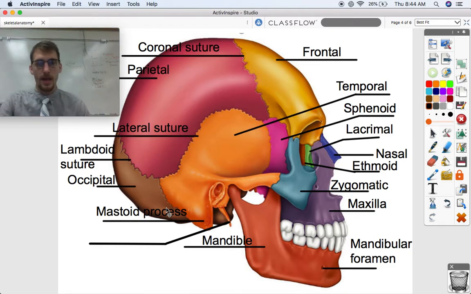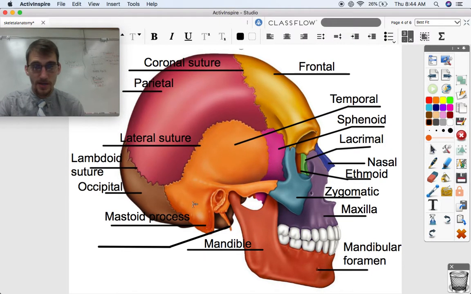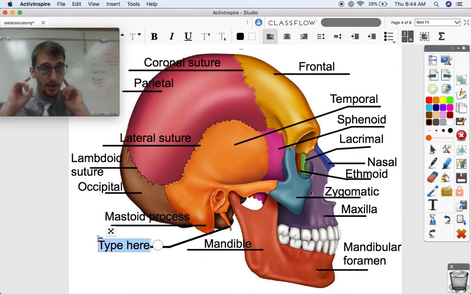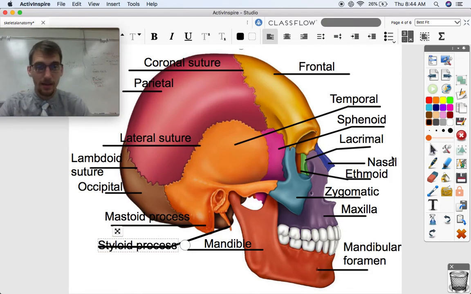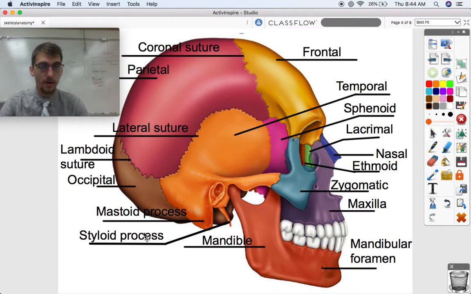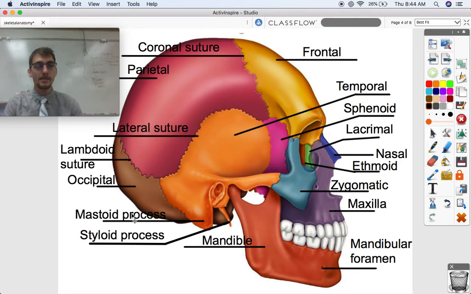Mastoid. Okay, and then this other pointy thing coming down from your ear is another process. It's an attachment point for a lot of your neck muscles. This is called the styloid process. Styloid process. All right, so there it is. Those are all the structures that I would like you to know for the skull.